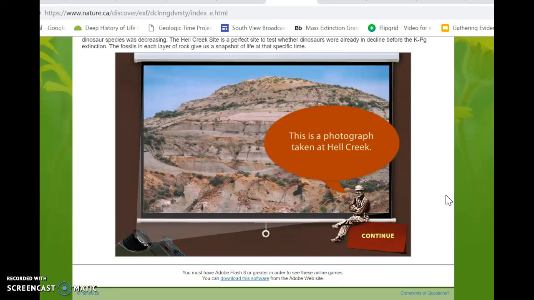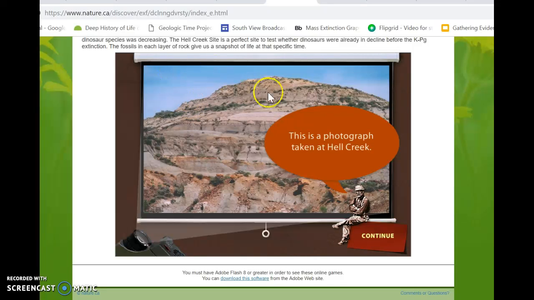All right, so question 10 says, where is Hell Creek? And it does say that we will need to research this on our own. The interactive doesn't tell us. And if you Google search, Hell Creek is in Montana. So you can write that down for number 10 of your packet.